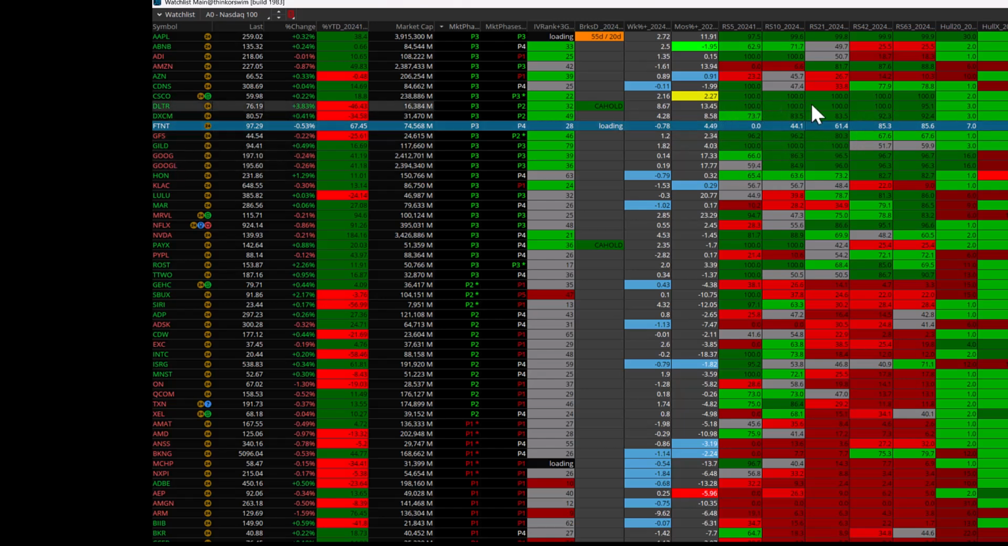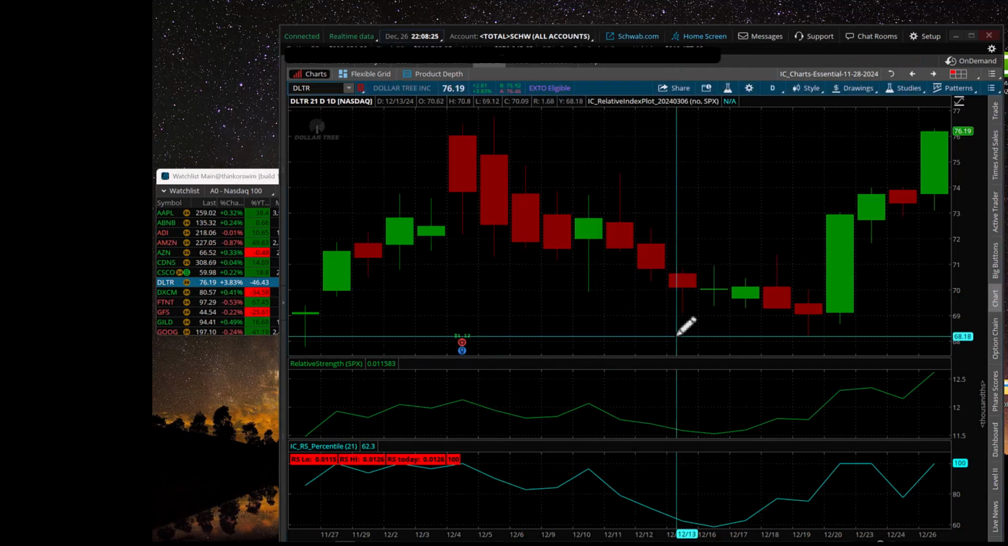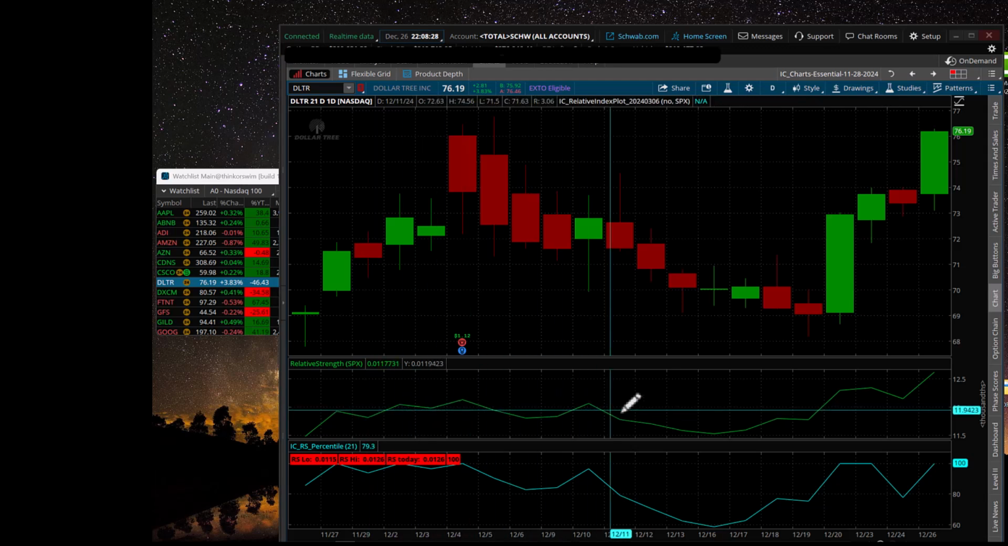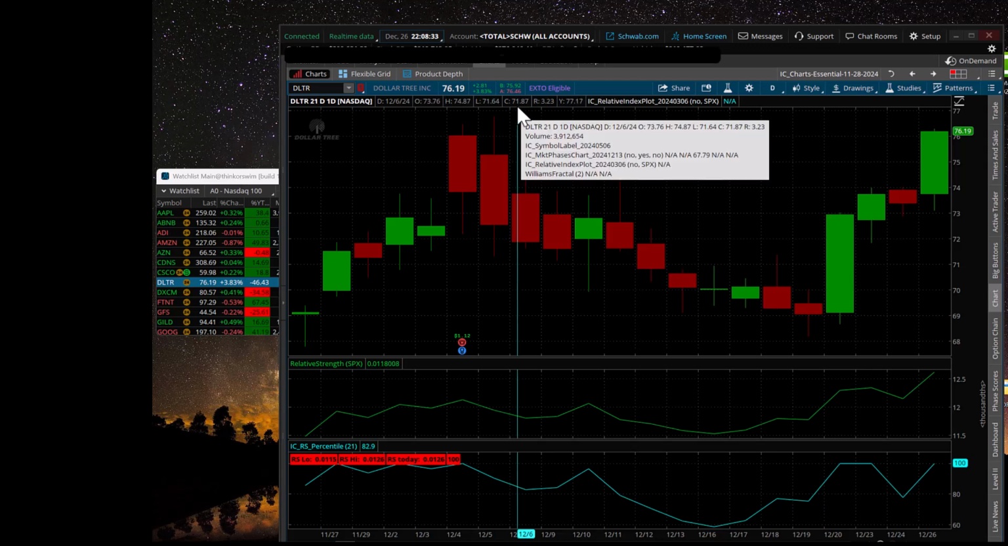So if you're looking for a super strong stock in this particular example, here's Dollar Tree that happens to be in market phase P3, and it just had a Cajole today, and lo and behold, everything in there is very, very, very positive. So just for grins, let's look at Dollar Tree. As you look at this, you can clearly see the percentile. We're at 100 for this particular 21-day period.